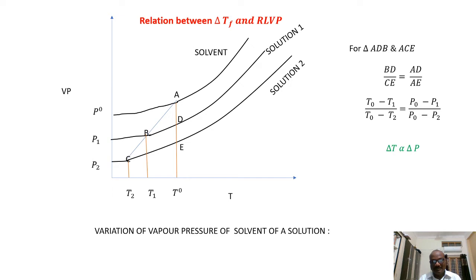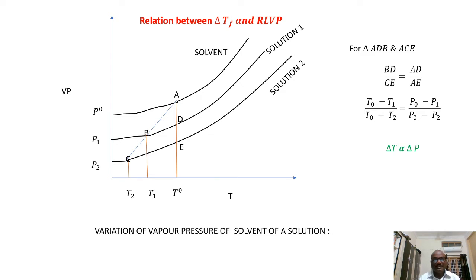In the last class, we have seen the meaning of delta TF. It is the depression of freezing point. What is the depression of freezing point? It is the difference between the freezing point of the solvent and the freezing point of the solution. RLVP means relative lowering of vapor pressure. It is the ratio of the lowering of vapor pressure to the vapor pressure of the pure solvent at a given temperature. That is the meaning of RLVP.